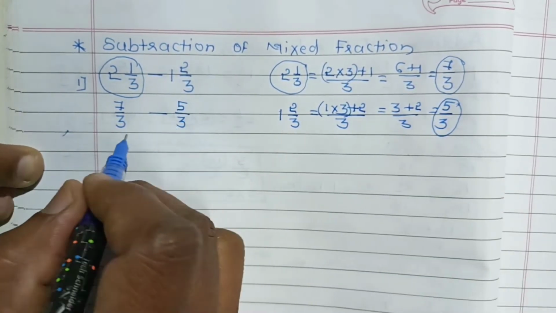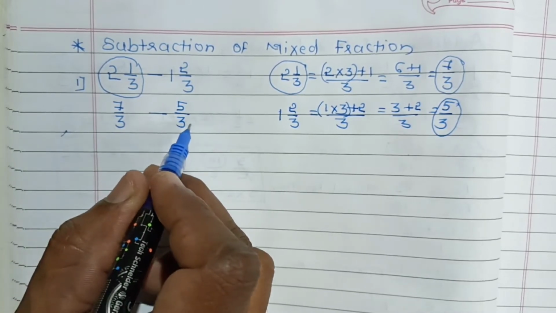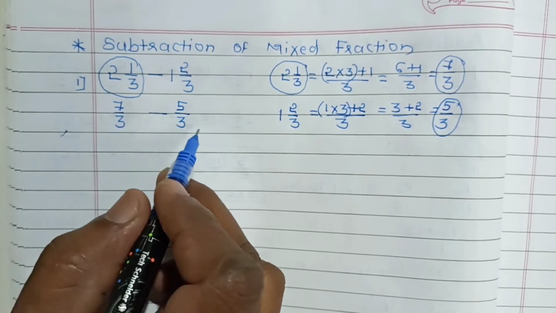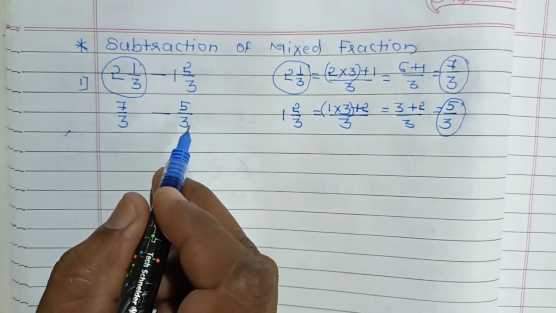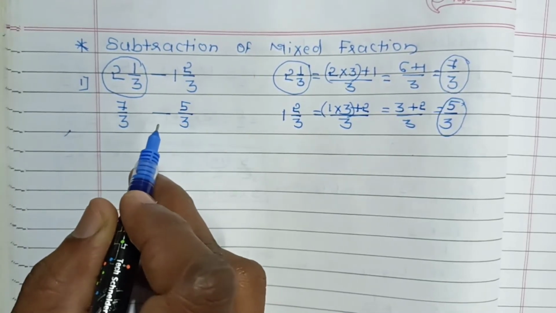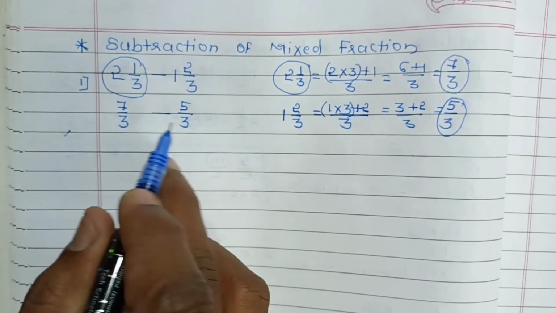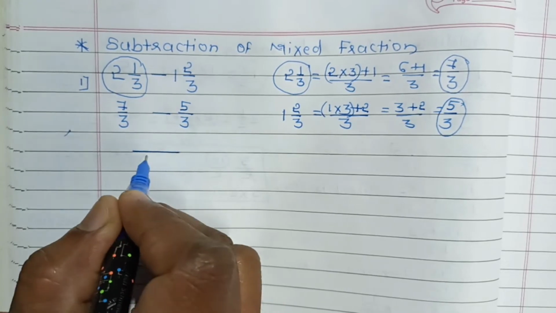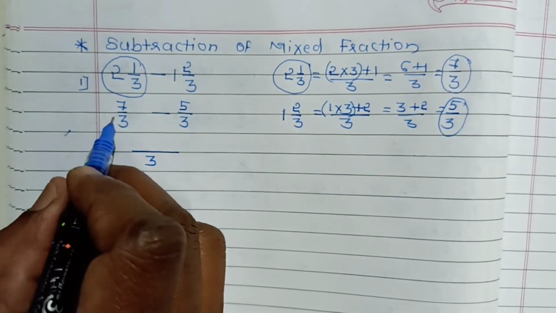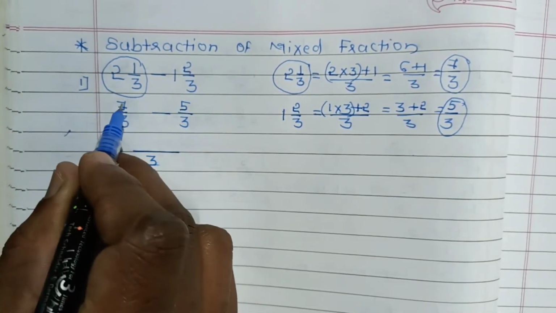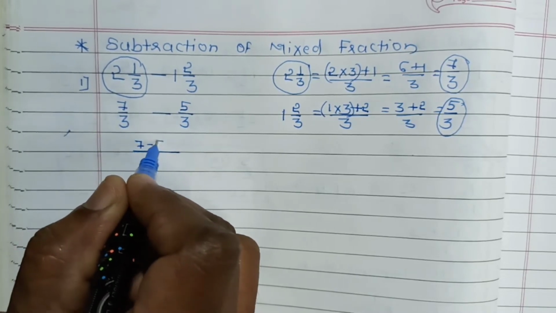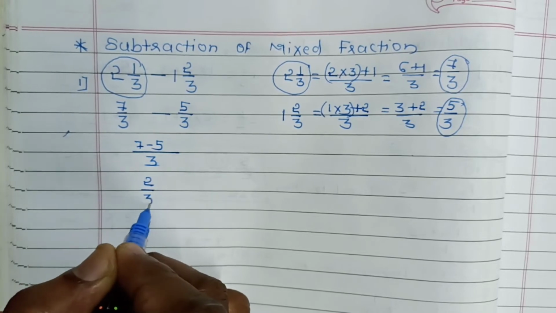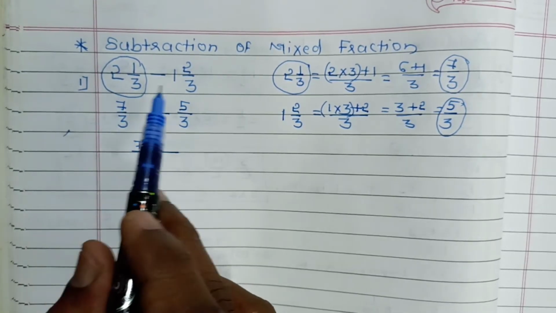So now what you have to see? You have to see the denominator. Here the denominator are same, therefore this is like fractions. Why these are like fractions? Because same denominator. If the denominator is same, then no need to find out the LCM of this fraction. So you have to write directly 3 here, and now you have to do the subtraction of this 7 minus 5. 7 minus 5. So 7 minus 5 is how much? 2 divided by 3. This is the final answer for this question.